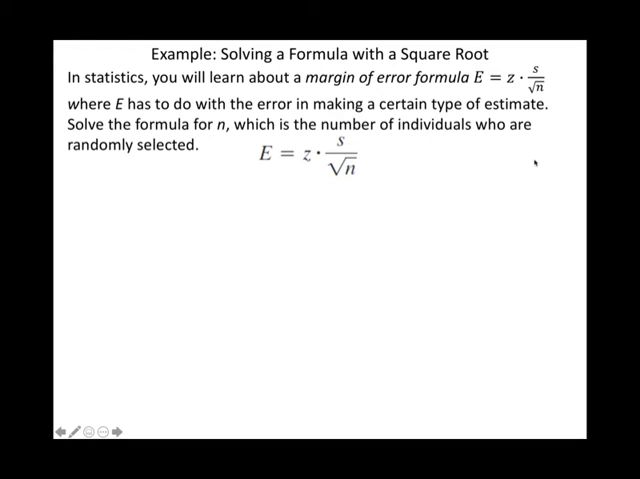In statistics, you will learn about a margin of error formula. We call this the margin of error, and you guys are going to learn it in Math 227, where E has to do with the error in making certain types of estimates. Solve the formula for the n. I want you guys to solve the formula for the n. Similar to the previous example, when we had the Fahrenheit equal to something with the Celsius, we wanted to solve the formula for the C in terms of F. Same idea for this one. I'm looking for n equal to something, and this something is in terms of the E here.